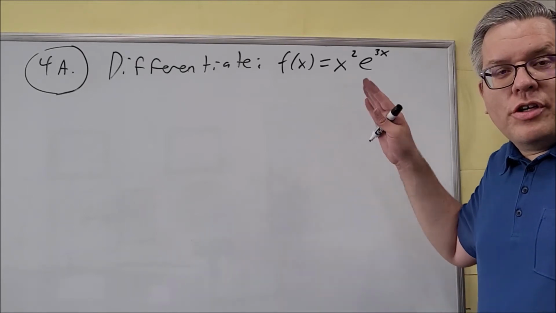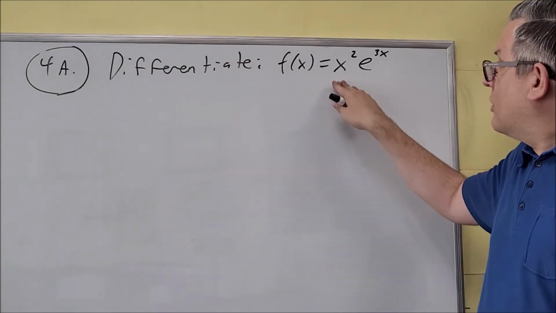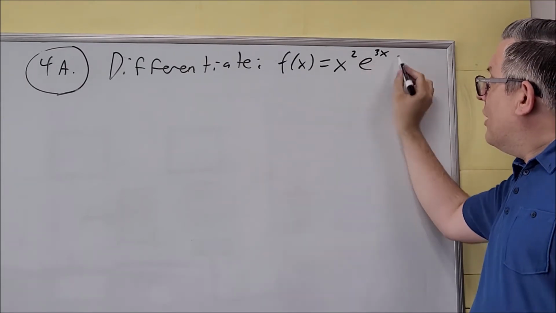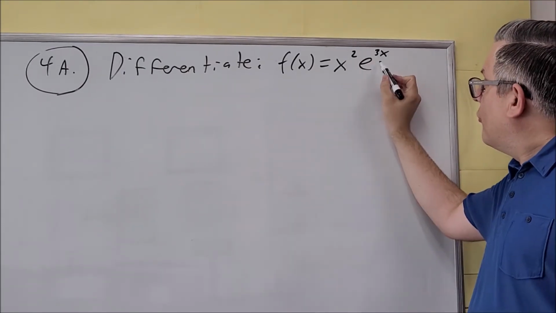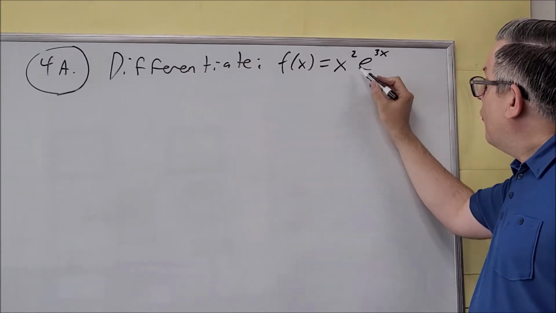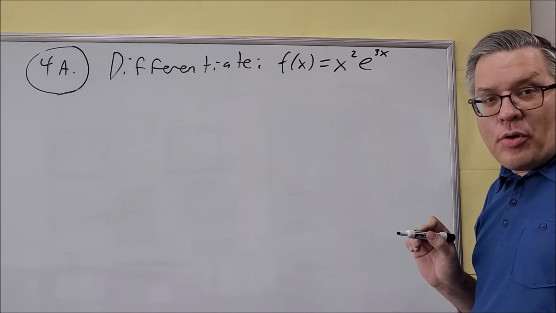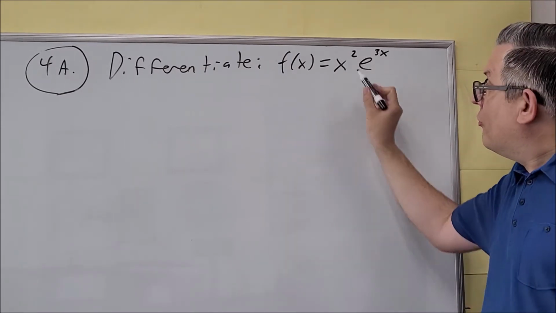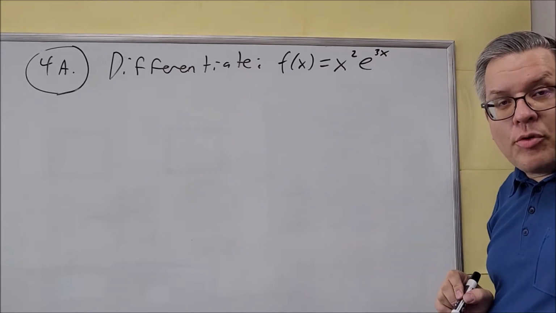Next one, we want to find the derivative again, and this time we have an e involved here. When you do the derivative of e, that's e to the u times u prime, is the formula that you want to use for this one. It is going to be a product rule because we do have two different things multiplied together. There's two different variables, so it does require a product rule.